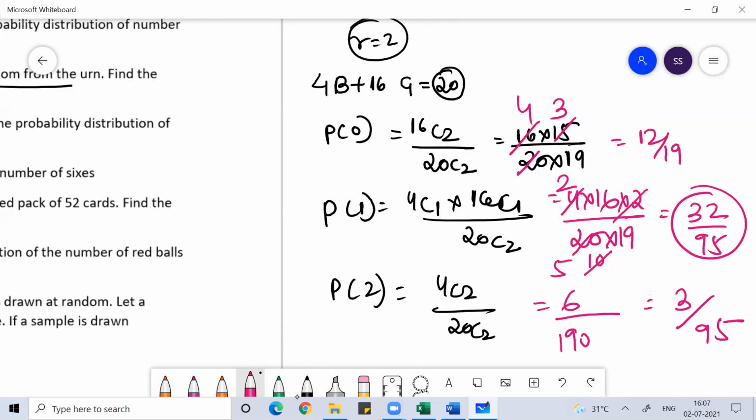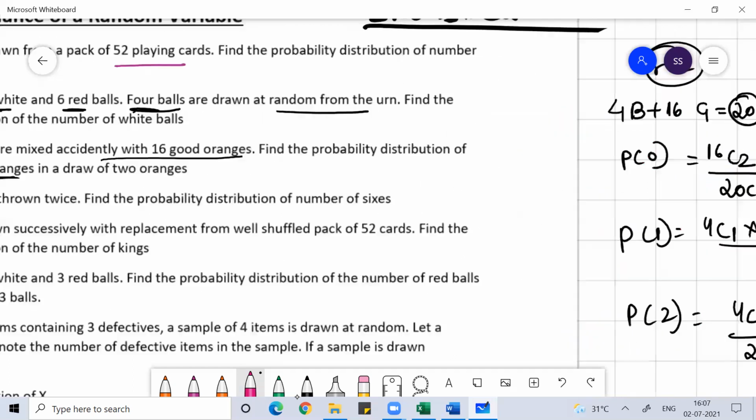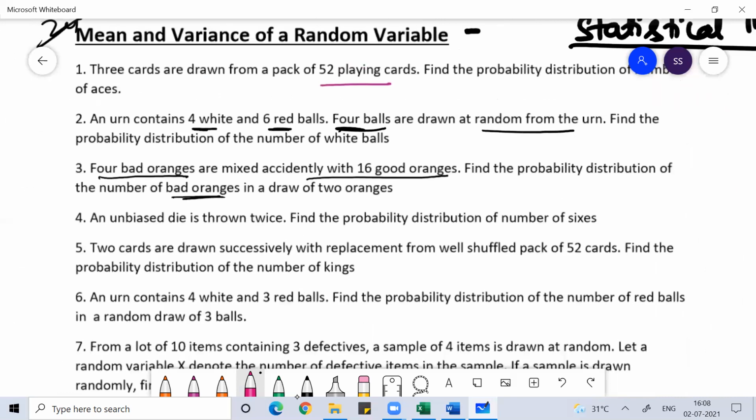This would be the sum total of all the probability distribution. So in total you have 20 oranges, 4 are bad, 16 are good, and you are drawing 2 oranges. What can happen? Clear, everyone? Any doubt, anyone?